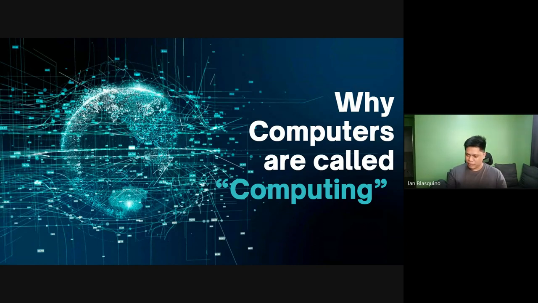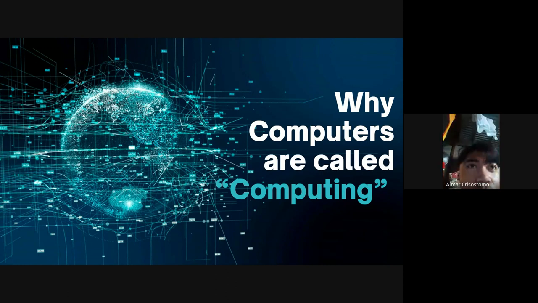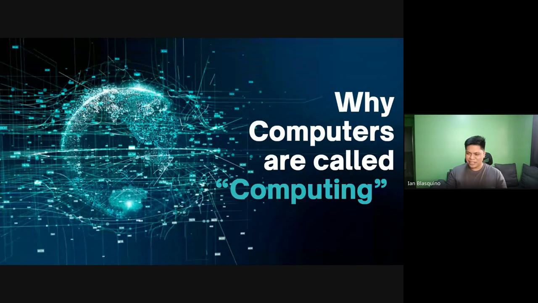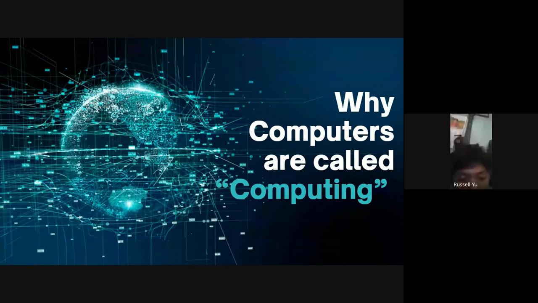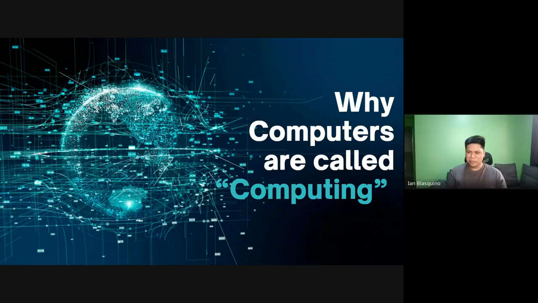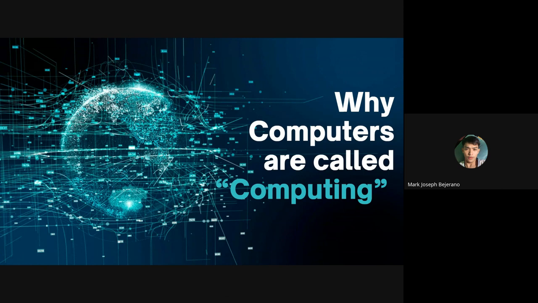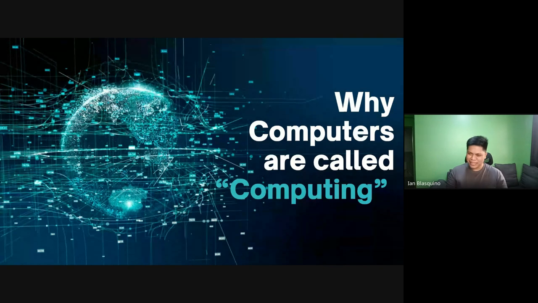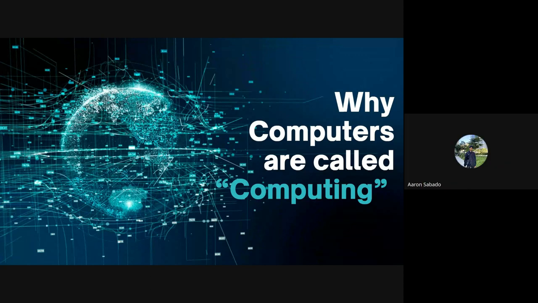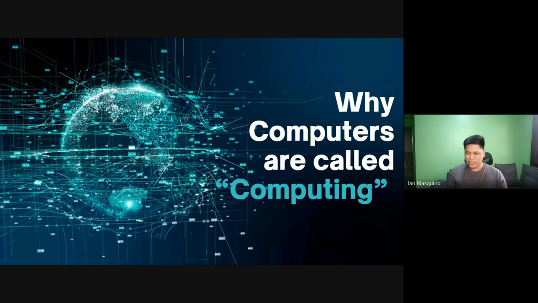Yes, Almar? Kasi po, sir, parang mas nakakaintindi po yung computer ng numbers. Nakakaintindi ang computer ng numbers? Alright. How about you, Russell? Sir, kasi po yung computer is capable po mag-perform ng mathematical and logical operations. Capable to perform mathematical and logical operations. Good answer. Yes, Mark Joseph? Computing binary numbers, sir. Computing binary numbers, okay. Good. Mukhang may idea ka na about binary numbers. Sige, Aaron? Because, sir, computer is more about analyzation and computations. On analyzation and computations, okay.